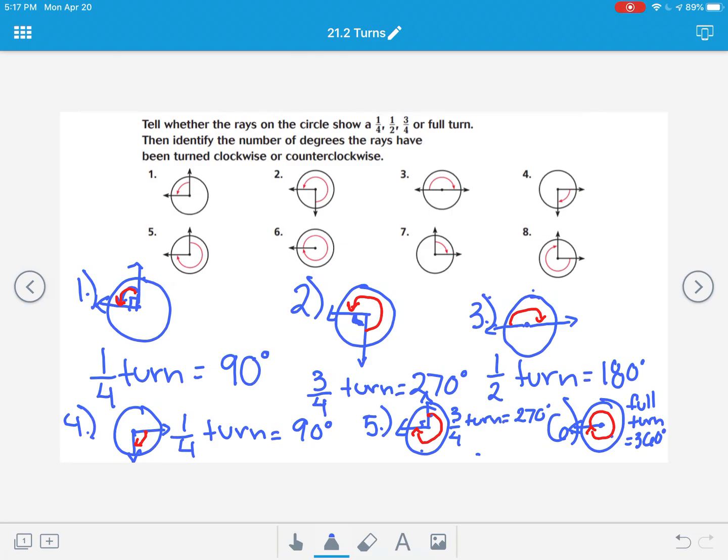All right, I want you to solve number 7 and 8. Pause the video and then unpause when you're ready to hear the answer. All right, so you should have solved number 7 and 8 on your own, drawn that in your journal and worked it out. Number 7 was a quarter turn, which equals 90 degrees. And number 8 was a 3/4 turn, and that equals 270 degrees.